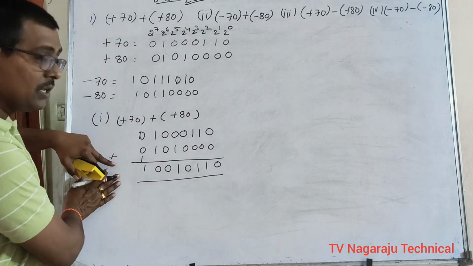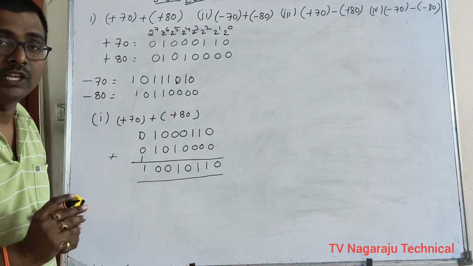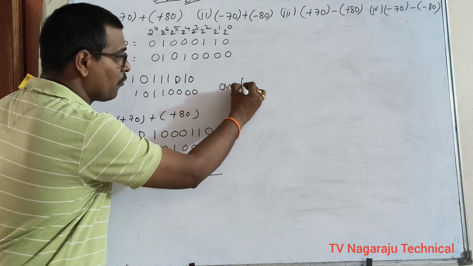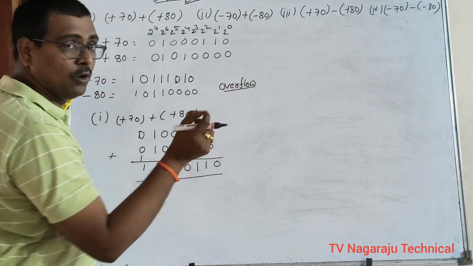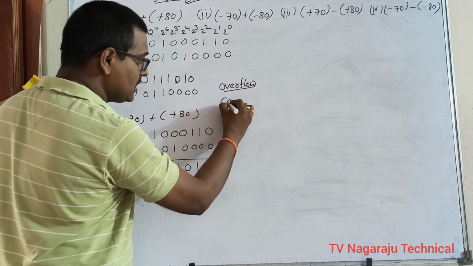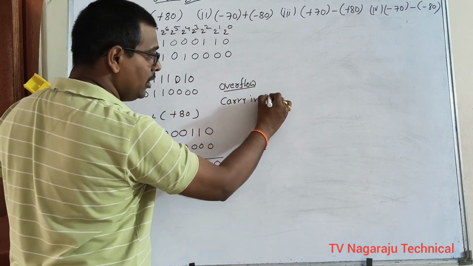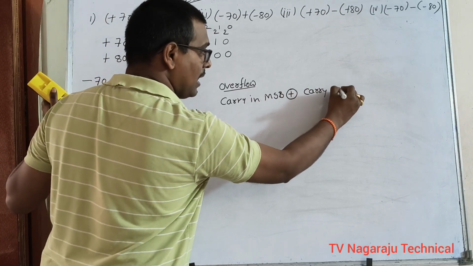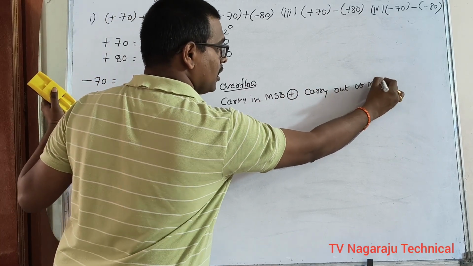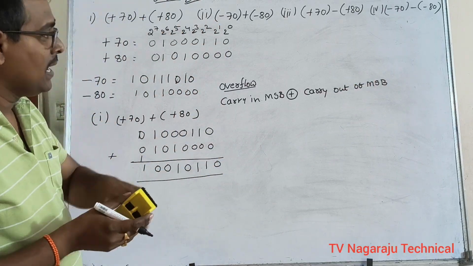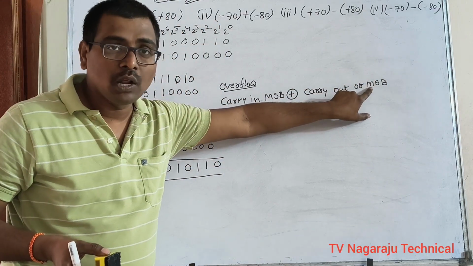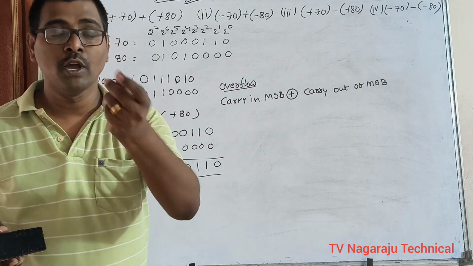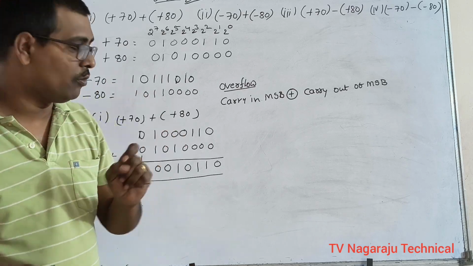In this example, if there is no carry after doing the addition, the main important thing is you need to check overflow. How do you check the overflow? Overflow is simply the carry into the MSB XOR the carry out of the MSB. If the result is equal to 1, there is an overflow. If the result is equal to 0, there is no overflow.